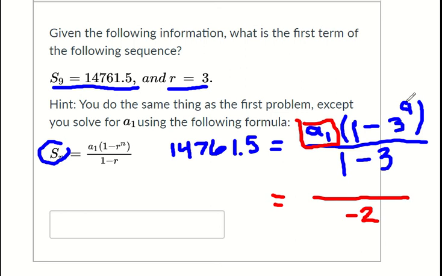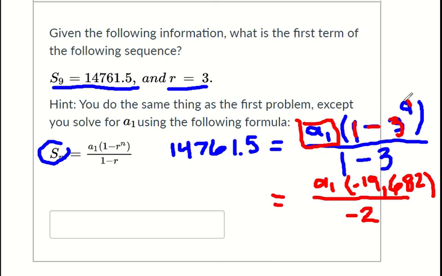Okay, so let's figure that out. You could just plug it into the calculator. 1 minus 3 to the 9th power equals negative 19,682. So that's what I got when I did 1 minus 3 to the 9th.